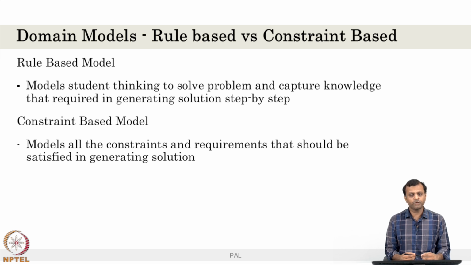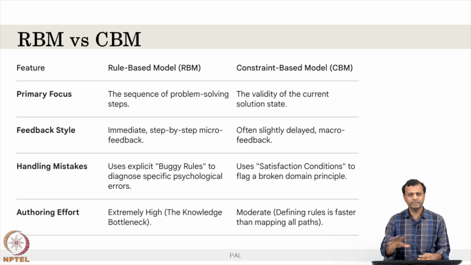In a constraint-based model, it models all the constraints and requirements needed to satisfy a given solution. So it models all the constraints needed to solve this fraction problem. If you're adding, you should have n equal to b and b equal to d. That's all. So it gives you all the constraints and requirements to satisfy the generated solutions. That's the constraint-based model.